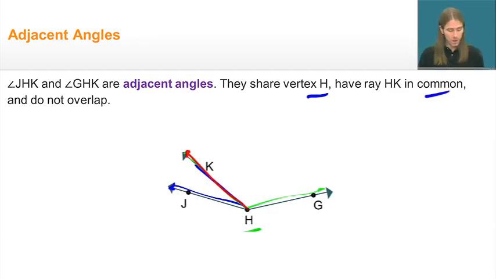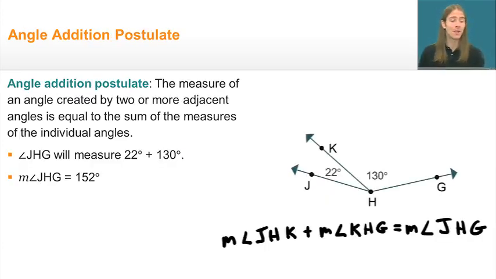Let's clear away those markings because I want to point out to you that these two adjacent angles form a larger angle, angle JHG. And in fact, we can talk about the measure of that angle by using the angle addition postulate. This is very similar to the segment addition postulate because it states that the measure of an angle created by two or more adjacent angles is equal to the sum of the measures of the individual angles.